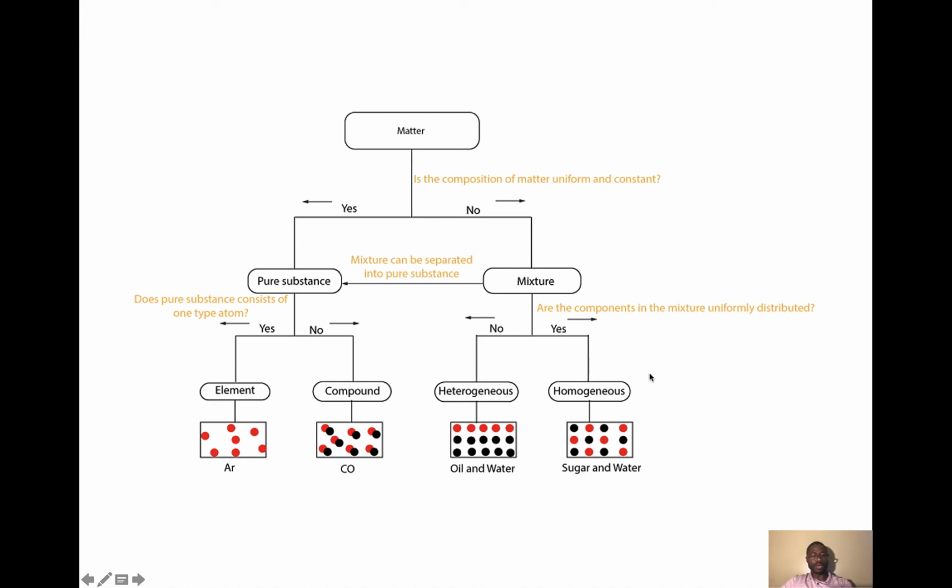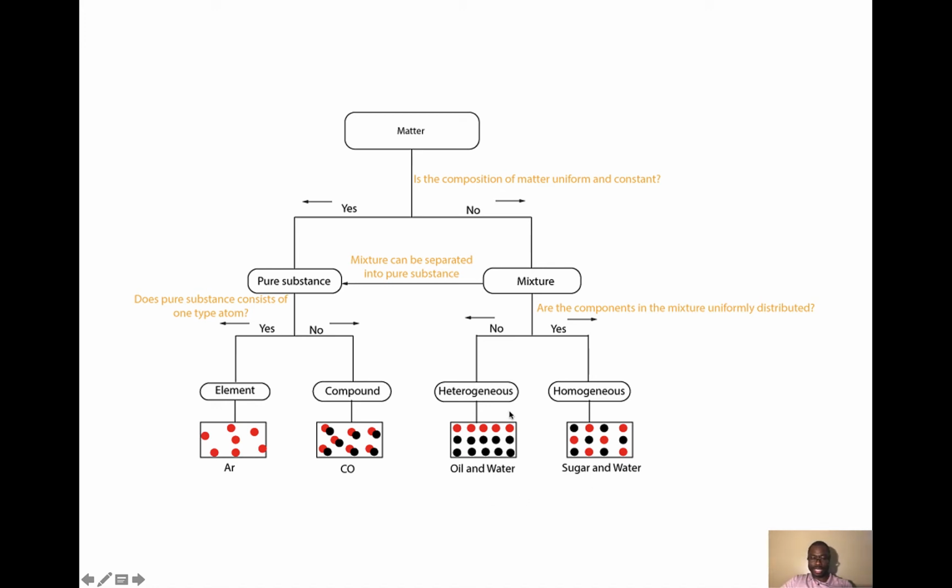So if a mixture is uniform in terms of having the solute and solvent evenly distributed in solution, then we are dealing with a homogeneous substance. An example of a homogeneous solution is water and sugar molecules, a water and sugar solution. And an example of a heterogeneous mixture is oil and water.